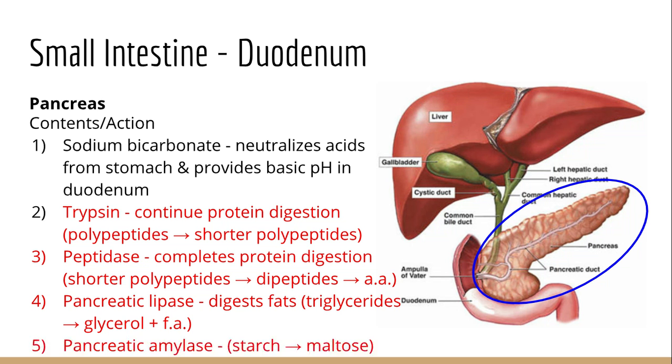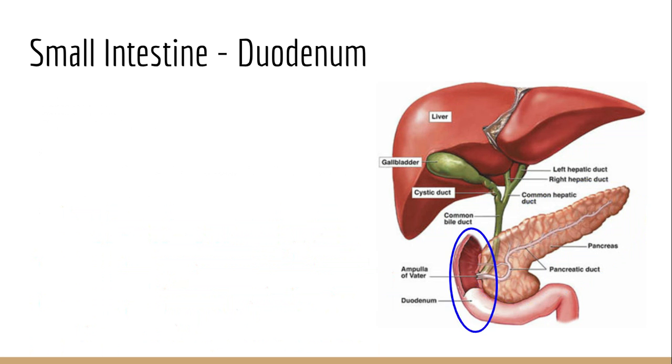The last thing that's secreted into the duodenum is pancreatic amylase. And again, we started digestion of carbs in the mouth. We're going to continue digesting in the actual duodenum. Now, the pancreatic amylase is secreted to continue the breaking down of starch into maltose. So that's everything the pancreas does. It's quite a bit. So now let's look at the actual duodenum.